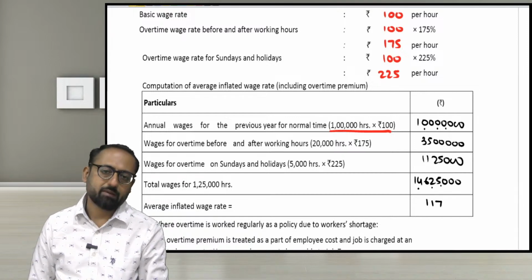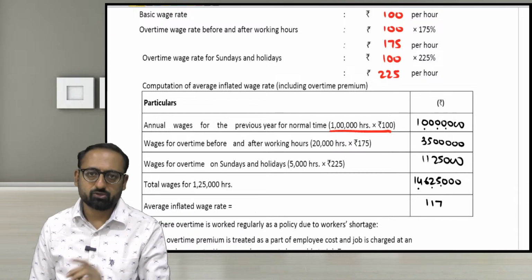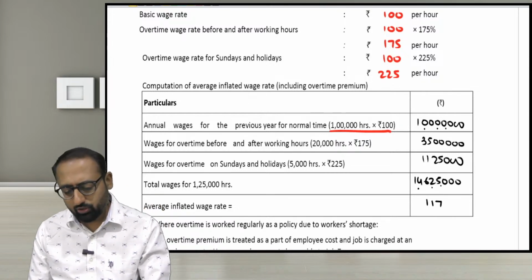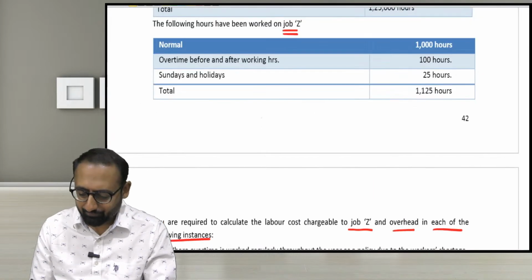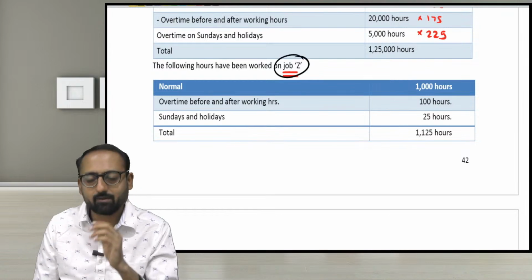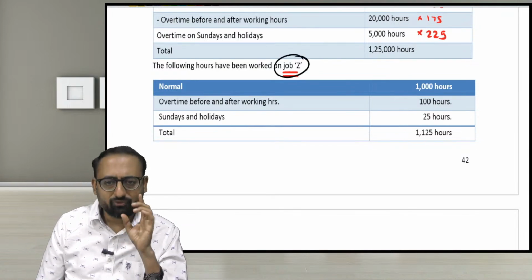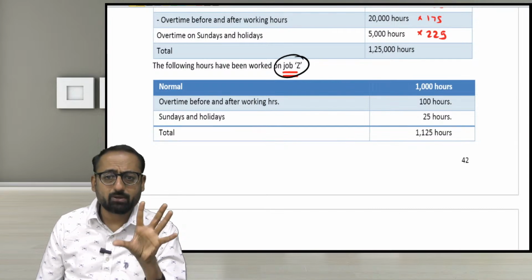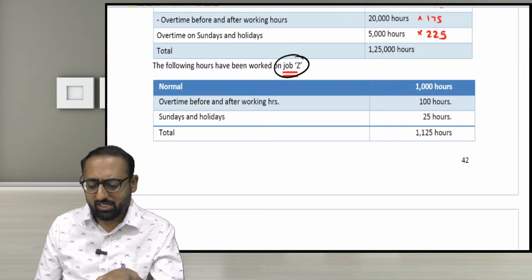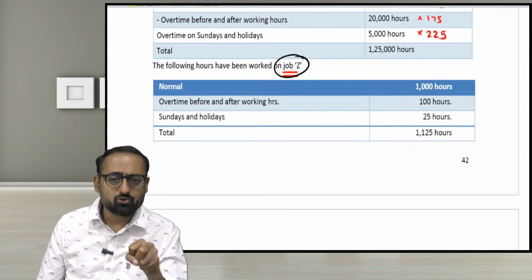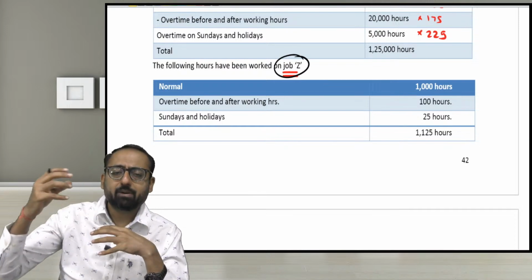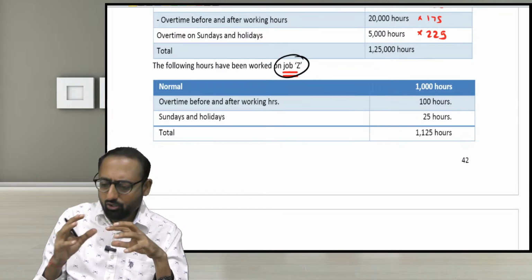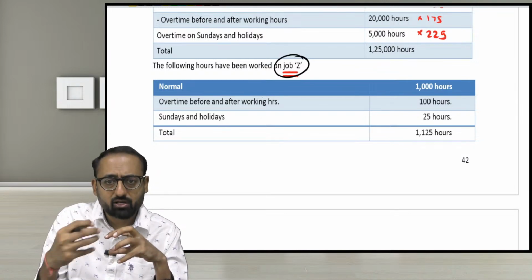So if the overtime is worked regularly because of the shortage of workers, you'll have to first calculate the inflated wage rate. Now don't use the data for job number Z, because job number Z is one of the jobs. Guys, it will be impossible for the accounts department to maintain separate data for each job. If you are working on thousands of jobs, then you cannot calculate a separate rate for the worker for each and every job.